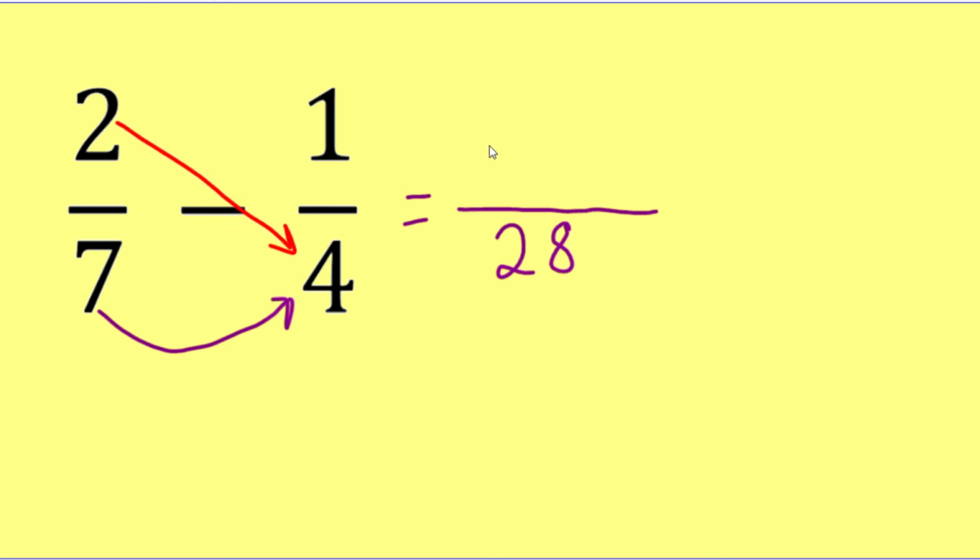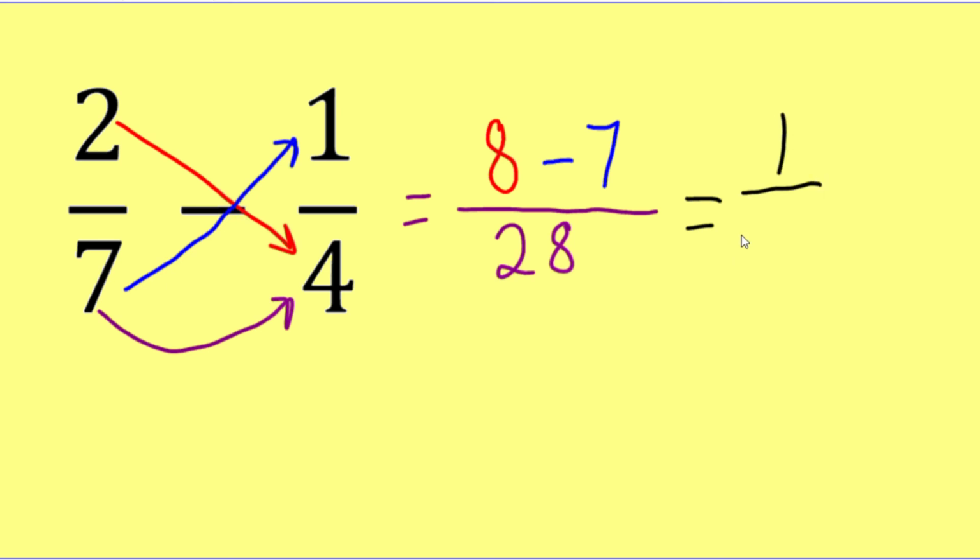When we're subtracting, the method is exactly the same. We start by finding the common denominator by multiplying these two bottom numbers together. So 7 times 4, which is 28. Then we multiply 2 and 4, which is 8. And we multiply 7 and 1, which is 7. Obviously, this is subtraction now, so we're going to do 8 take 7, which is going to leave us with 1 over 28.